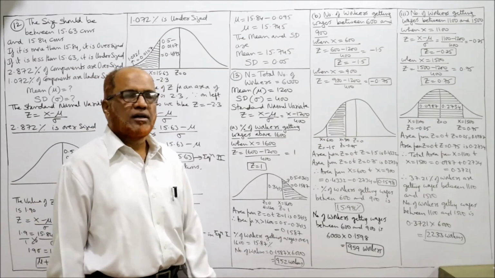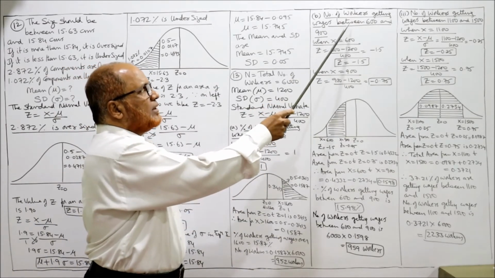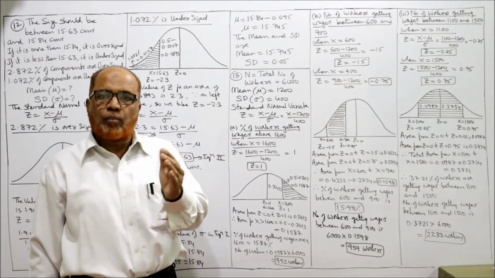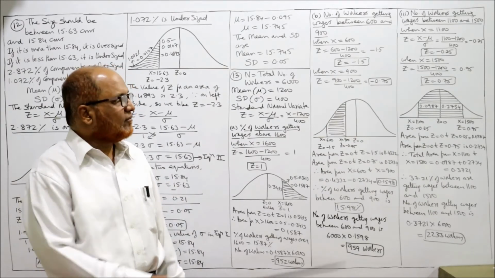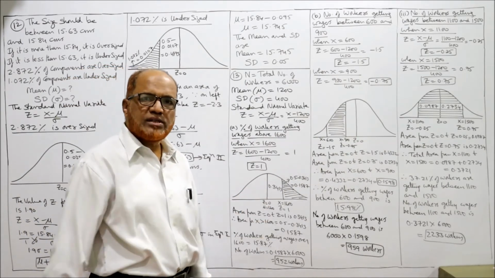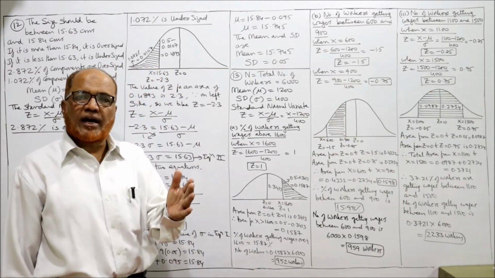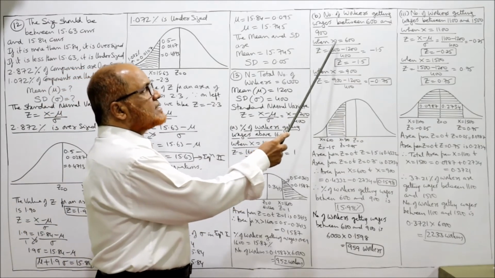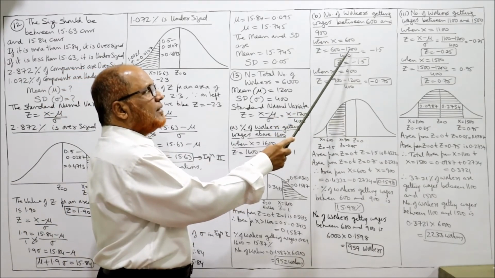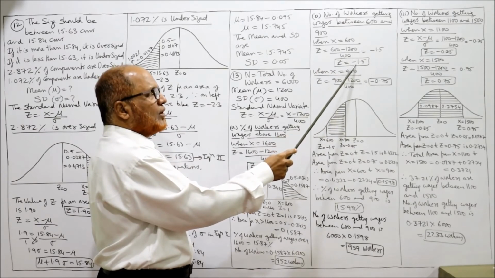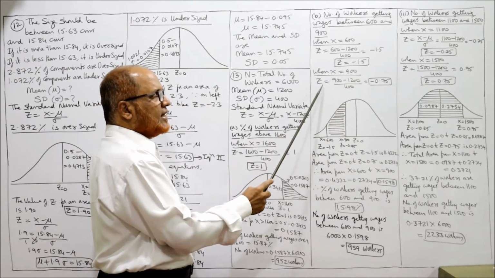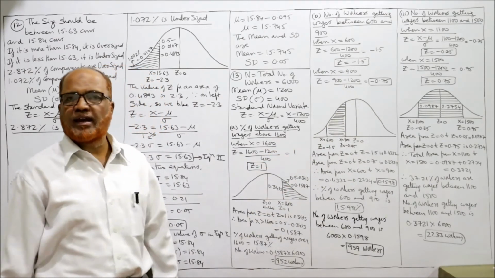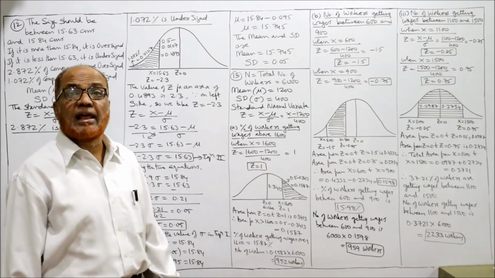First question completed. Now second: number of workers getting wages between 600 and 900. See, 600 and 900 both are less than 1200. Mean value is 1200. So both will lie on the left side. When x is equal to 600, z is (600 minus 1200) by 400, which is minus 1.5. When x is equal to 900, z is (900 minus 1200) by 400, which is minus 0.75. Why are we getting both minus? Because both are lying on the left hand side.